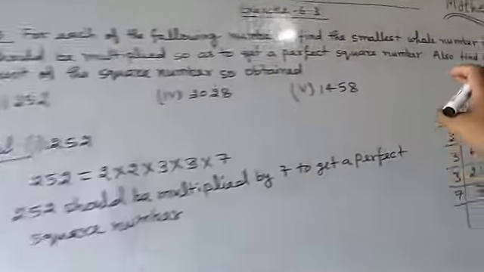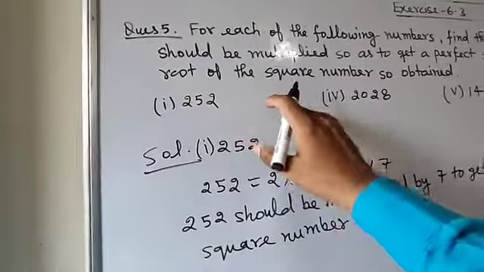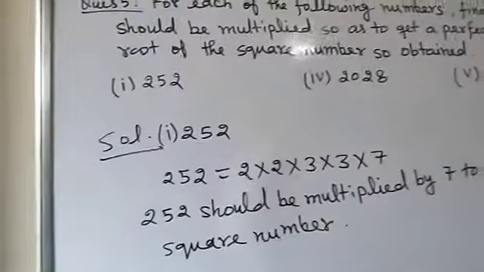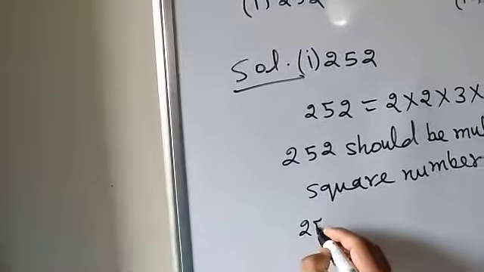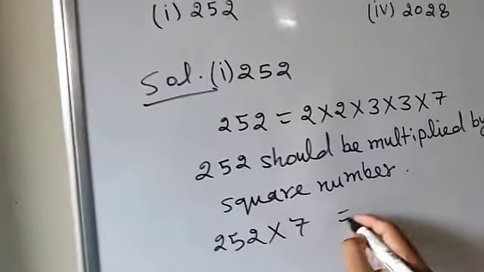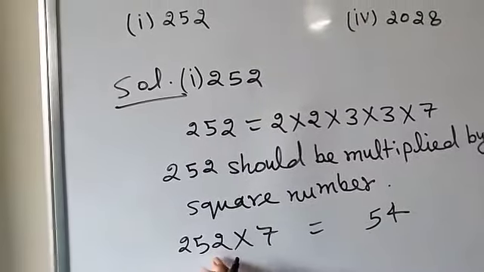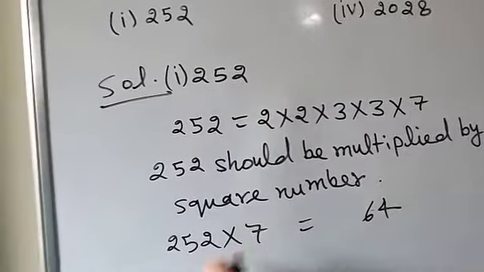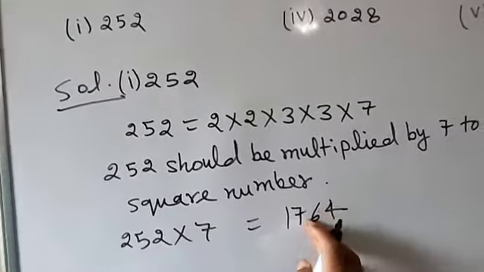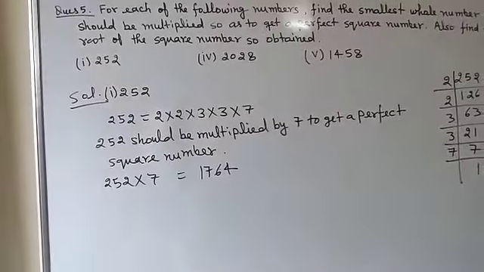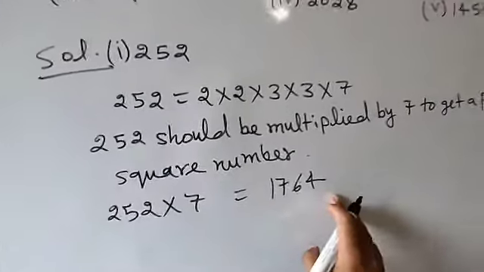Now it is also asked to find the square root of the square number so obtained. The meaning of this is, if you multiply the number by 7, then you need to find the square root of that. So if you multiply 252 into 7, 7 twos are 14, 7 fives are 35, and 36, and 7 twos are 14, and 14 plus 3 is 17. That will be 1764. So you will write that. Now 1764 is a perfect square number.